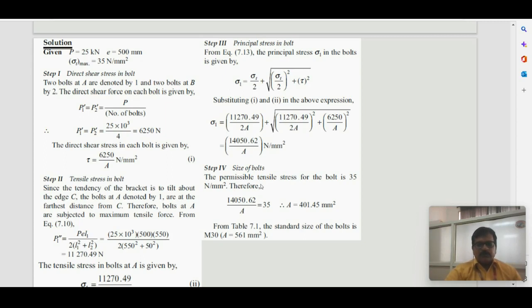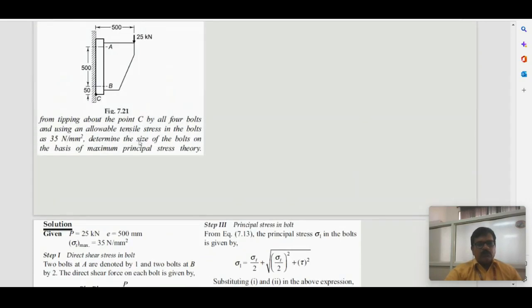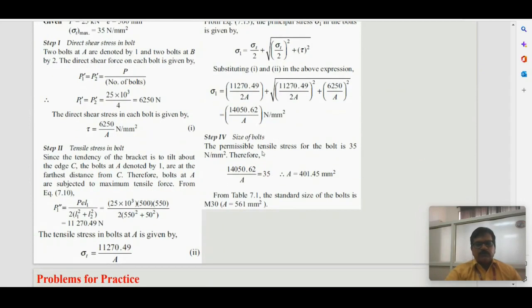So from that we are going to find out the area or diameter. So this must be equated to the sigma T max. How is it given? The allowable tensile stress is 35. So straight away it is given. So 35 is equal to 14,050 by A. So A is calculated as 401. So when the area is 401, from the design data book table, you can find out the corresponding bolt size is M30.